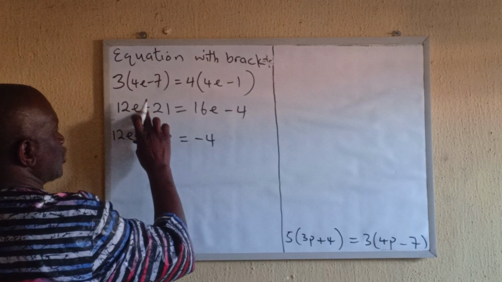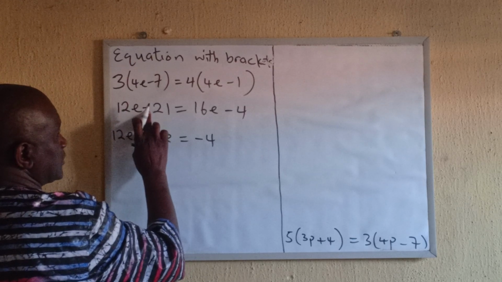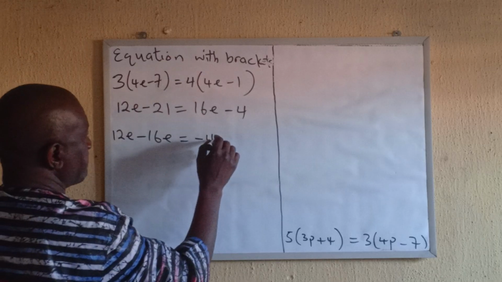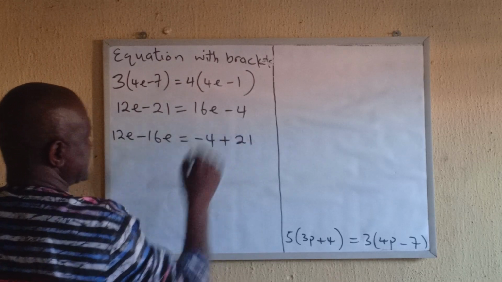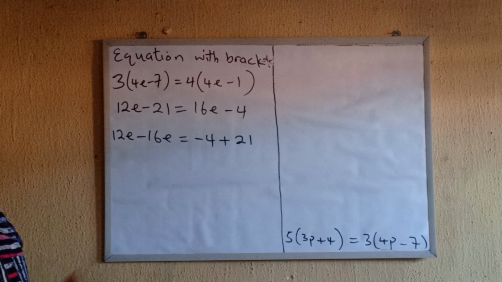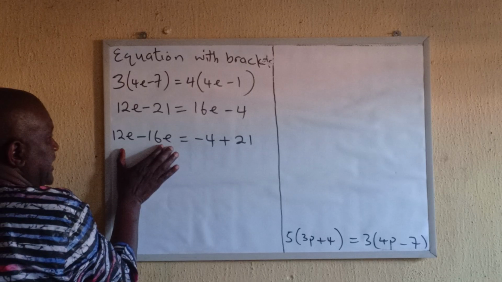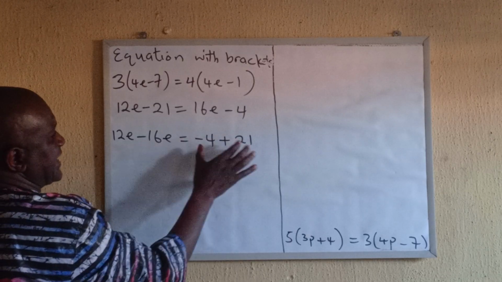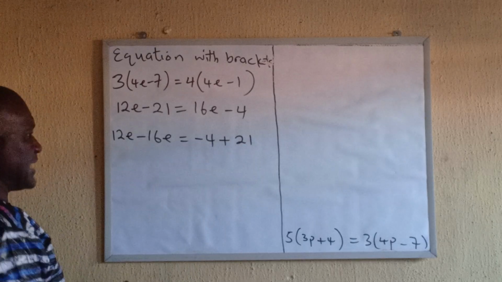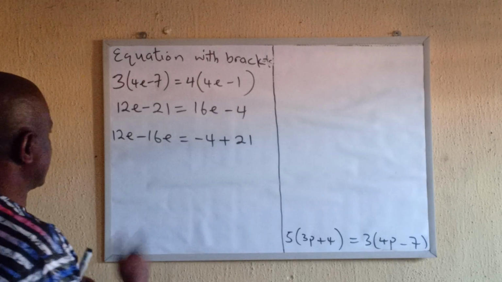Then this minus 21 here is moving from the left to the right to become plus, so it will be plus 21, which in most places is called collecting like terms. If you look at it, we have grouped the numbers with alphabet on the left hand side and the numbers without the alphabet on the right hand side, and it could be vice versa. You can also swap it, no problem.